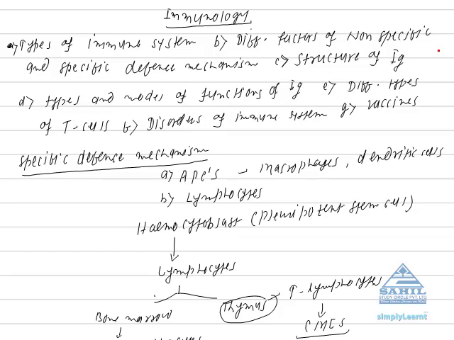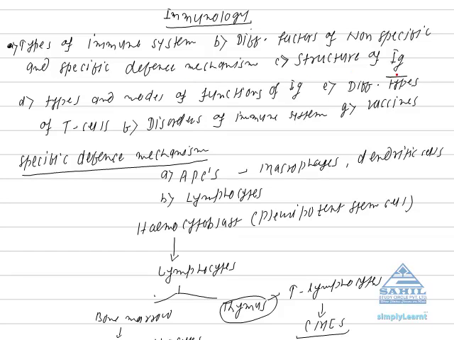Different forms of non-specific and specific defense mechanism. It includes different lines of defense mechanism like skin, glands present in the skin, factors of the saliva, gastric juice. These are external defense mechanism factors, and specific defense mechanism factor. You should learn about it.